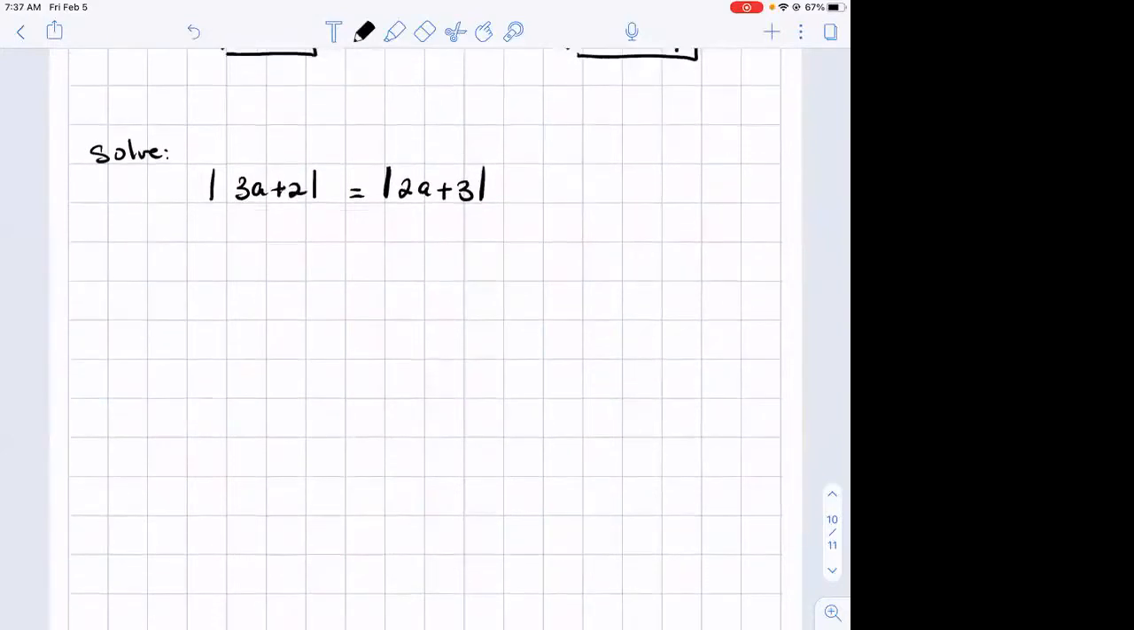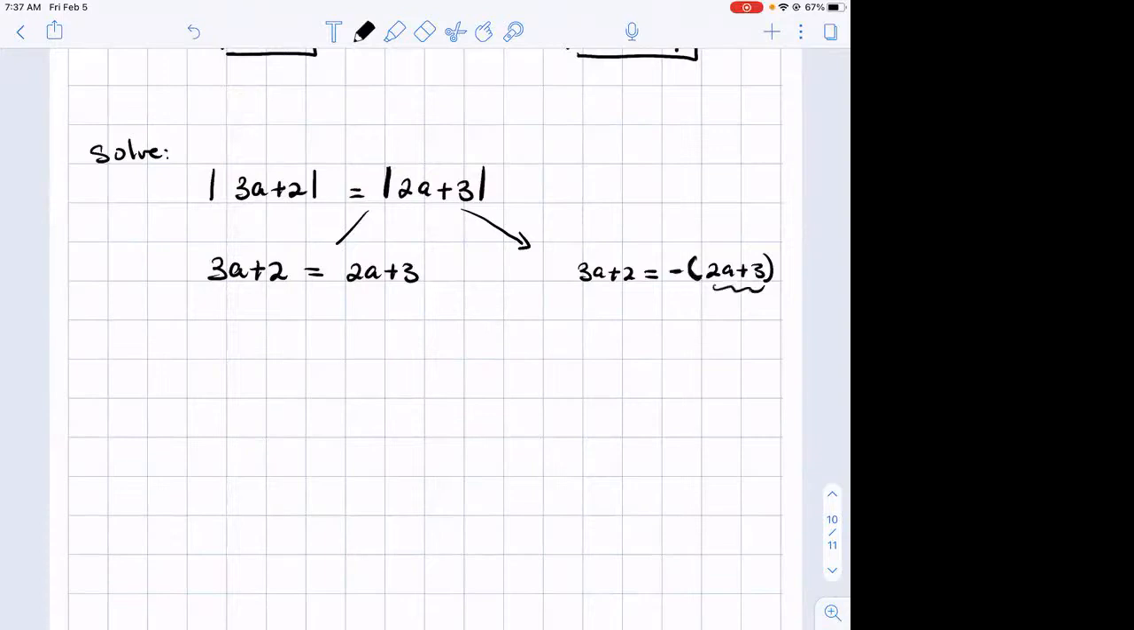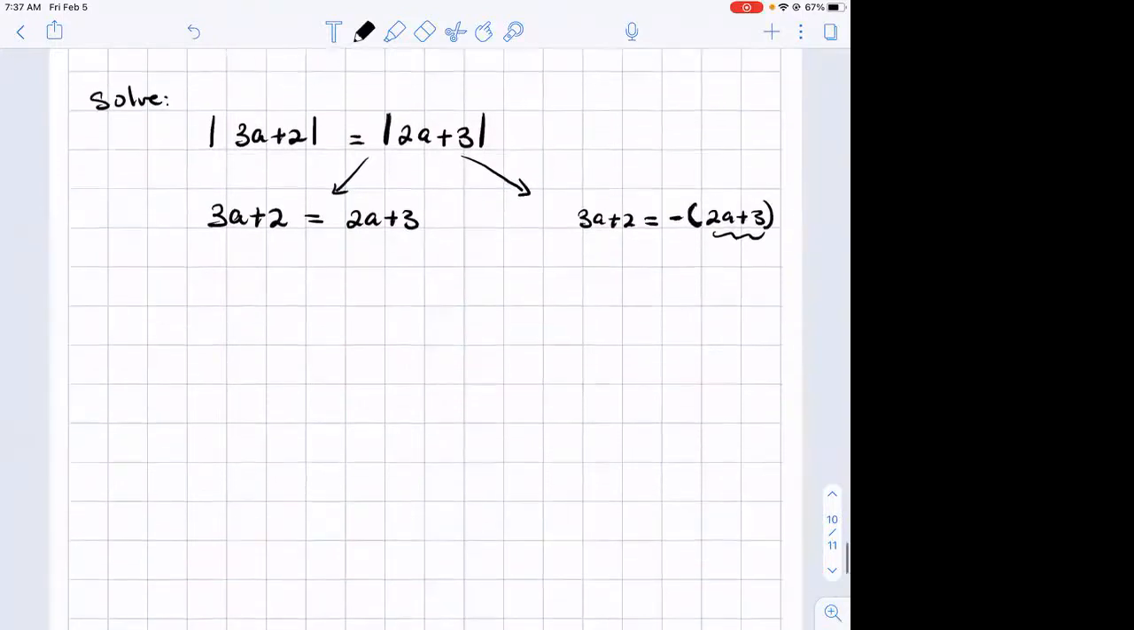What we do, we take the 3a plus 2 and we say that is equal to 2a plus 3, and we say 3a plus 2 is equal to the negative of 2a plus 3. I put it in parentheses here because you now have two terms in here. And then you solve each one of these equations individually.